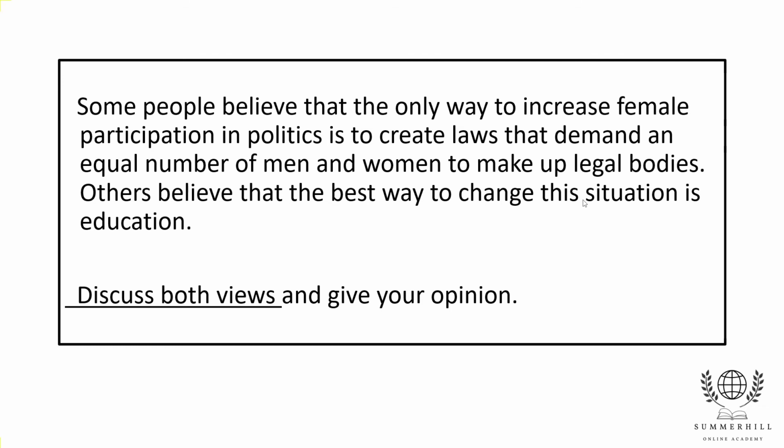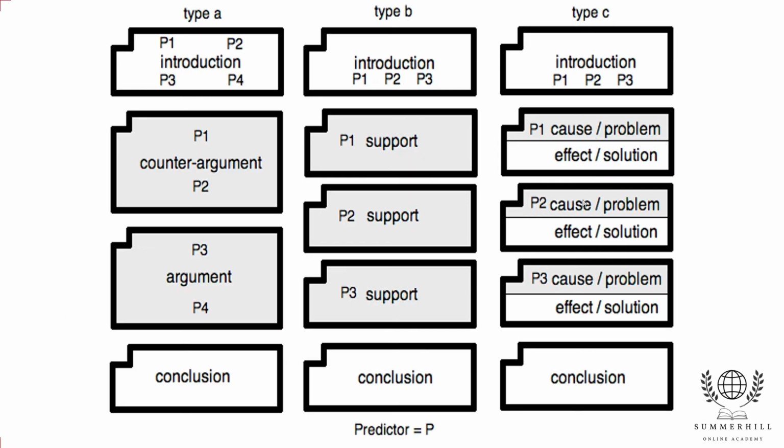So as we can see in this kind of question, we're given 2 views. We don't want to just choose one view and explain why we like one more than the other, although we can mention that in our conclusion. More specifically, we need to use a type A essay. So whenever you see a question that says discuss both views and give your opinion, we are explicitly asked to write a type A essay.